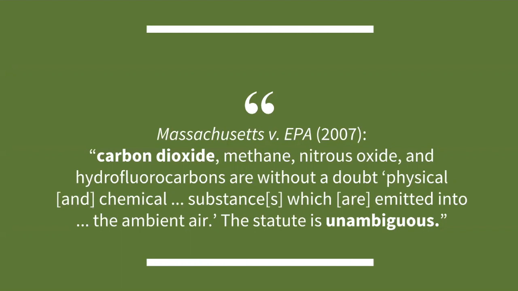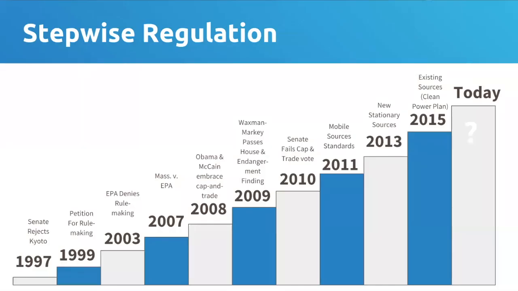And I like highlighting that term unambiguous because Massachusetts versus EPA comes out in 2007, which is roughly a decade after the EPA has started looking at its Clean Air Act authority as to whether or not it could use that to regulate carbon dioxide. And it took 10 years to make a declaration that those substances are, for purposes of the Clean Air Act, pollutants. 10 years to get to unambiguity. So the take-home point here is now carbon dioxide and those other greenhouse gases are pollutants for purposes of the Clean Air Act.